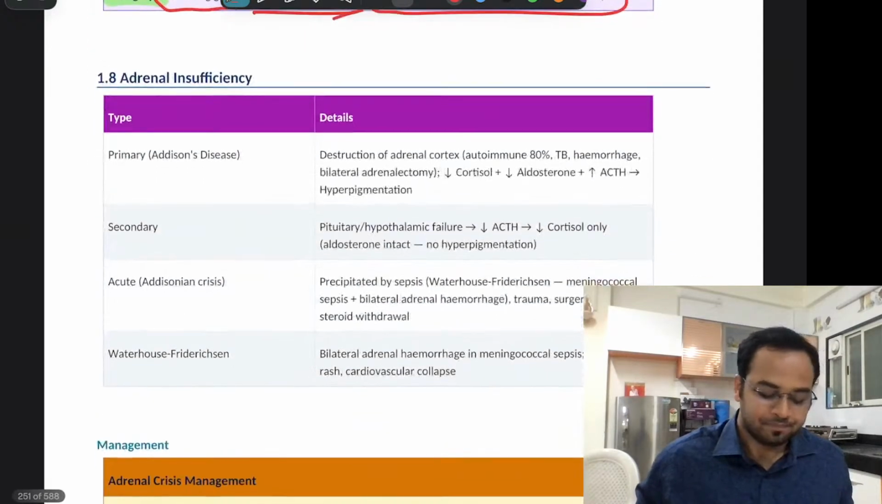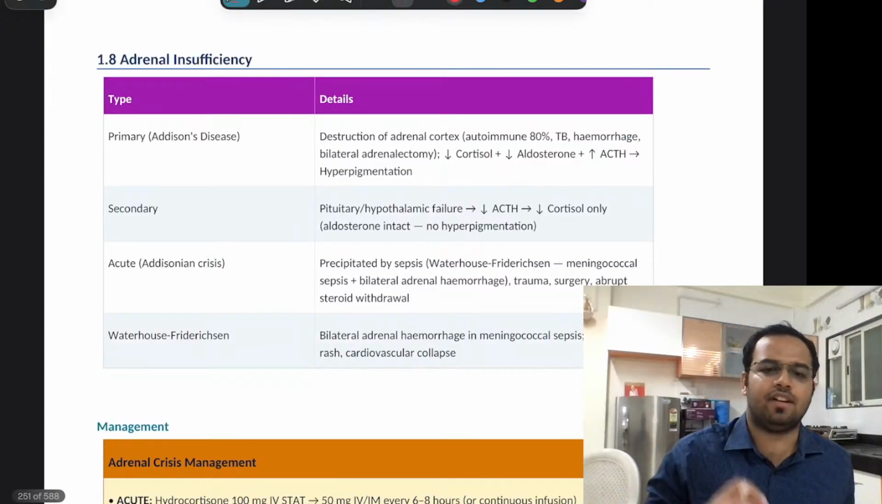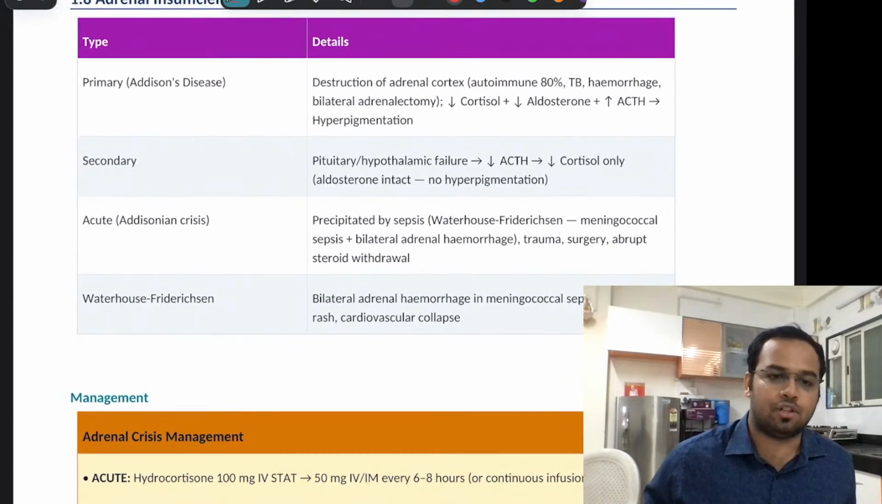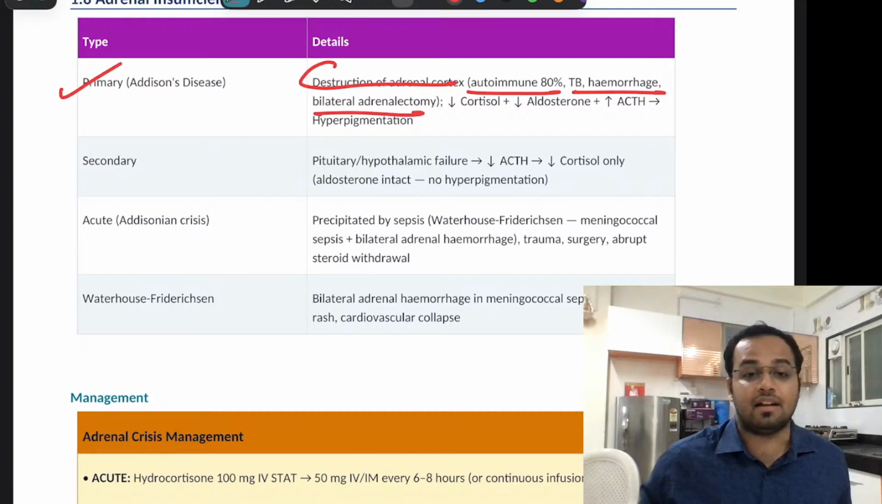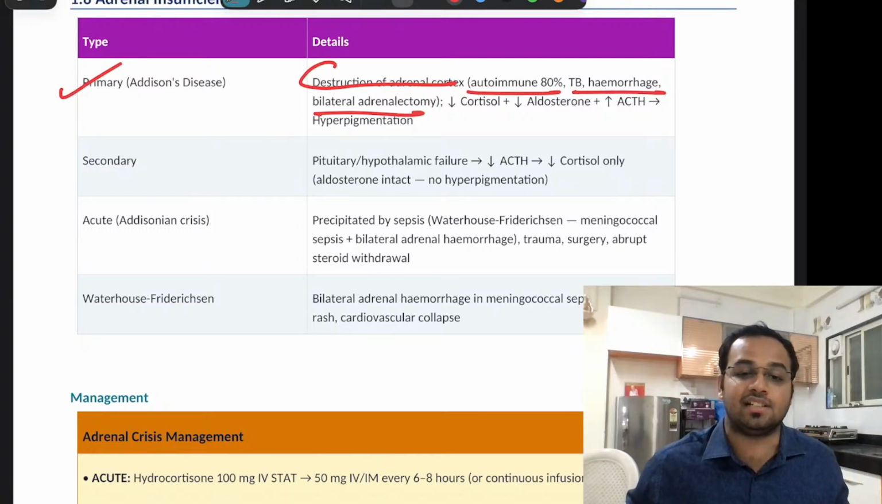Very much important. So what is adrenal insufficiency? Whenever the adrenal hormones are not enough. So what are the types of adrenal insufficiencies? It might be destruction of the adrenal cortex, because of autoimmune destruction in most of the patients, or it might be associated with TB, hemorrhage, and there might be a bilateral adrenalectomy which a surgeon might have done, because of which there is going to be a primary Addisonian crisis.